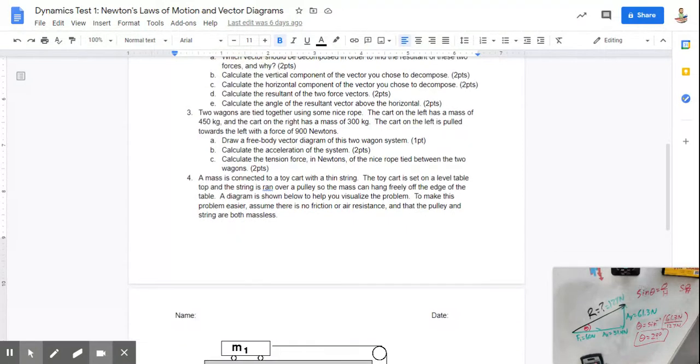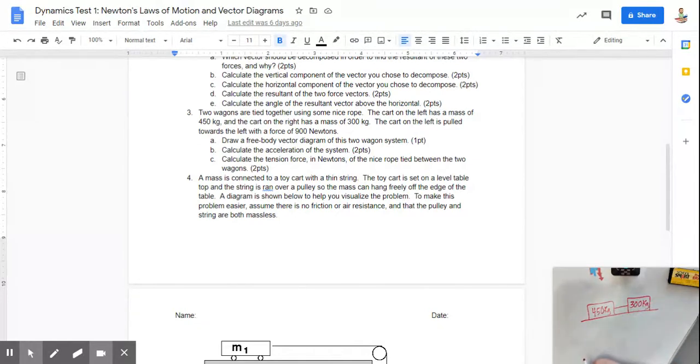Looking at question 3 now, moving right along. Two wagons are tied together with some nice rope, love this rope. So here we go. Two wagons tied together. Boom, nice rope, not going to break. The cart on the left has a mass of 450 kilograms, big boy. The cart on the right has a mass of 300 kilograms.